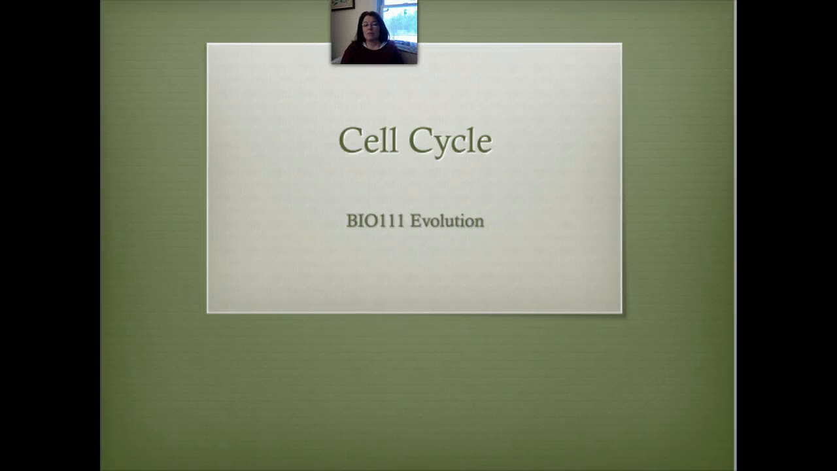Today we're going to be talking about the process called the cell cycle. The cell cycle is a process in which one cell, called a parent cell, divides into two cells, which are called daughter cells.